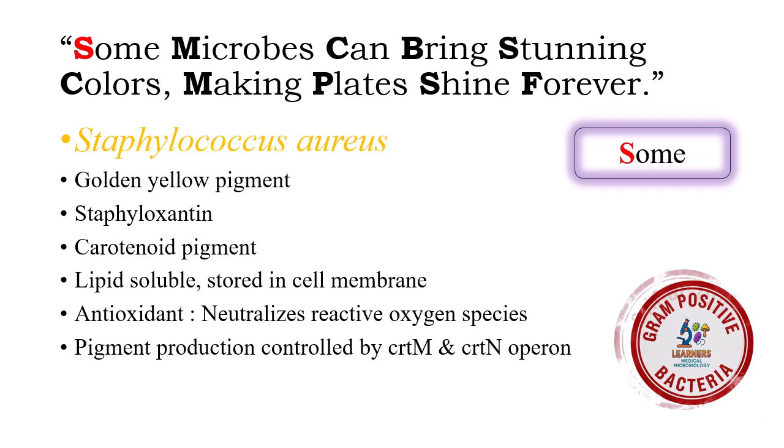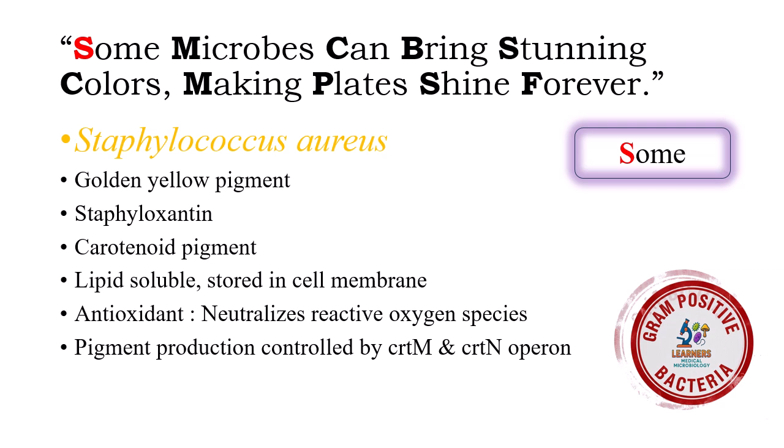So this pigment production is controlled by a few operons, that is your CRTM and CRTN operons, and this is one pigment which is beautifully linked to the virulence factors of Staphylococcus aureus.